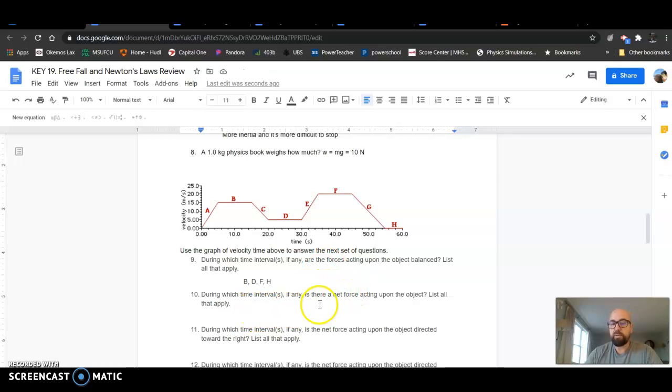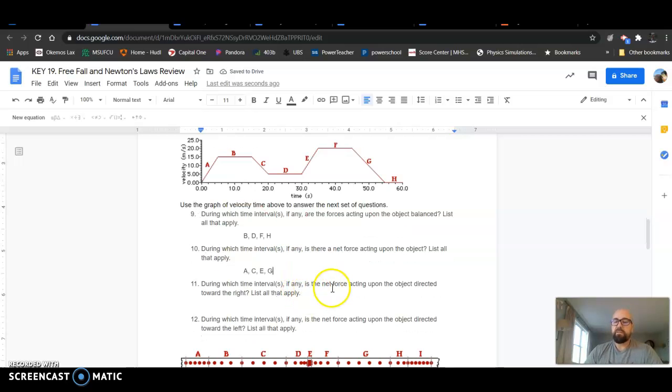When is there a net force? We know from Newton's second law that a net force causes acceleration. So that's all the other times, A, C, E, and G. When is the net force directed towards the right? So a positive acceleration, meaning I'm speeding up. Out of these 4 that I answered for 10, I'm speeding up at A and E. And then acting to the left, meaning I'm slowing down.